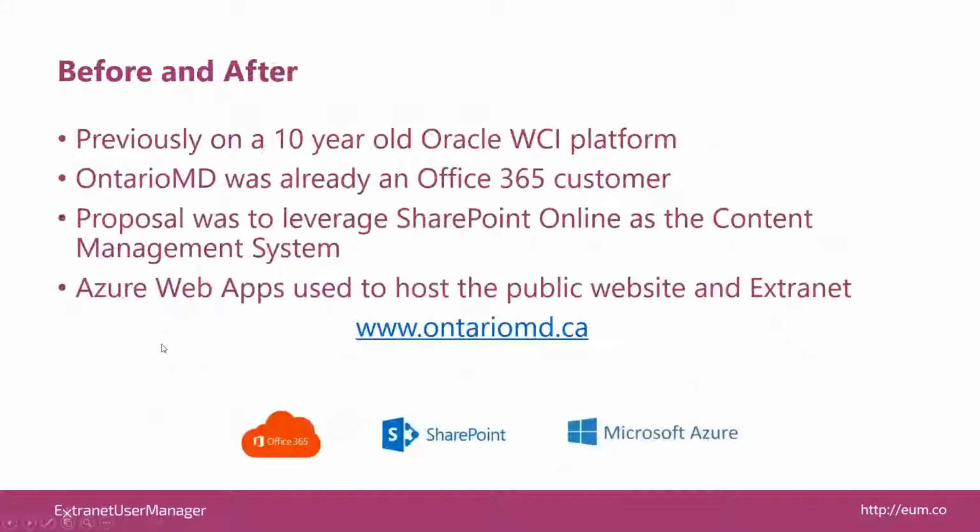So what does that look like from a before and after point of view? So I mentioned previously they were on an on-premise, it was actually an Oracle WCI platform. But Ontario MD was already an Office 365 customer. So there was no net new cost to go to 365. They were already there. And this is where we see the real value, where clients are already using Office 365 for other purposes. Maybe they have their email on it. Maybe they have their intranet on it. Let's just extend another workload onto that.